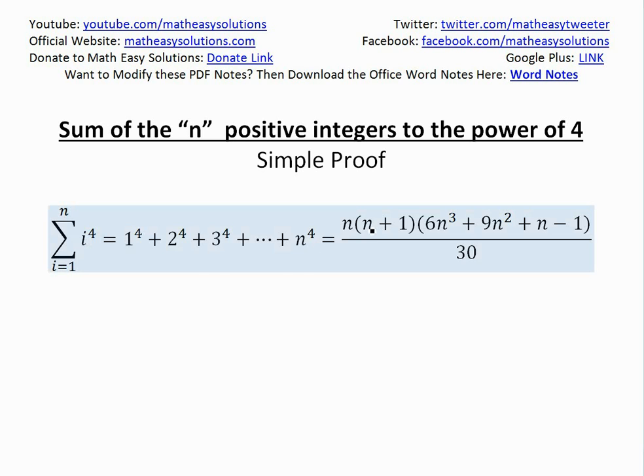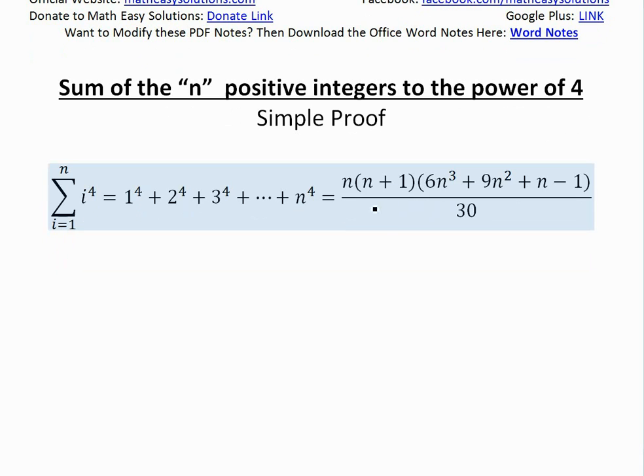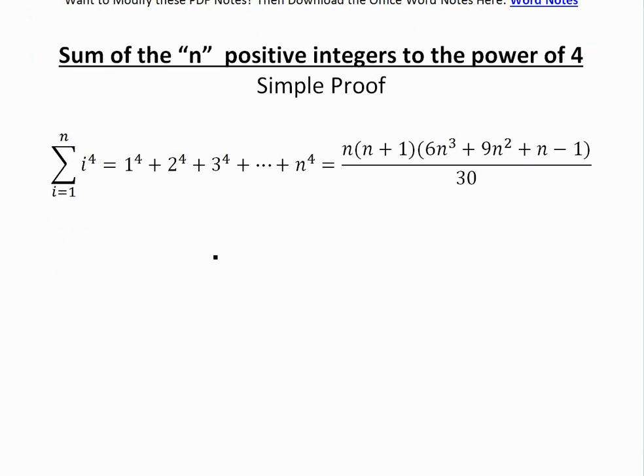And a formula for that, which I'll prove now, is basically n times n plus 1 times 6n cubed plus 9n squared plus n minus 1. So it's pretty big, all divided by 30. Basically, I'm doing this video because some random guy asked me for help on his math question, which involved proving this. So I'm like, might as well do a video on it.